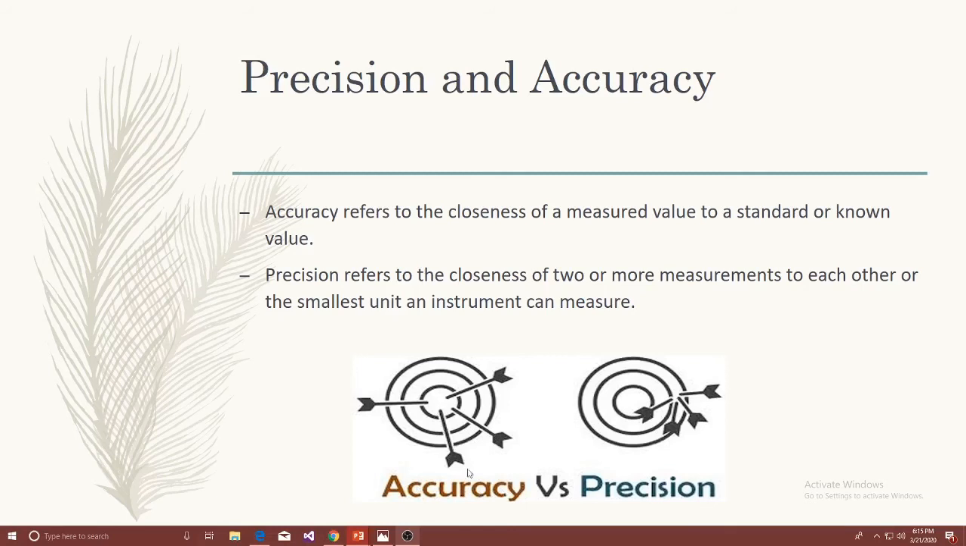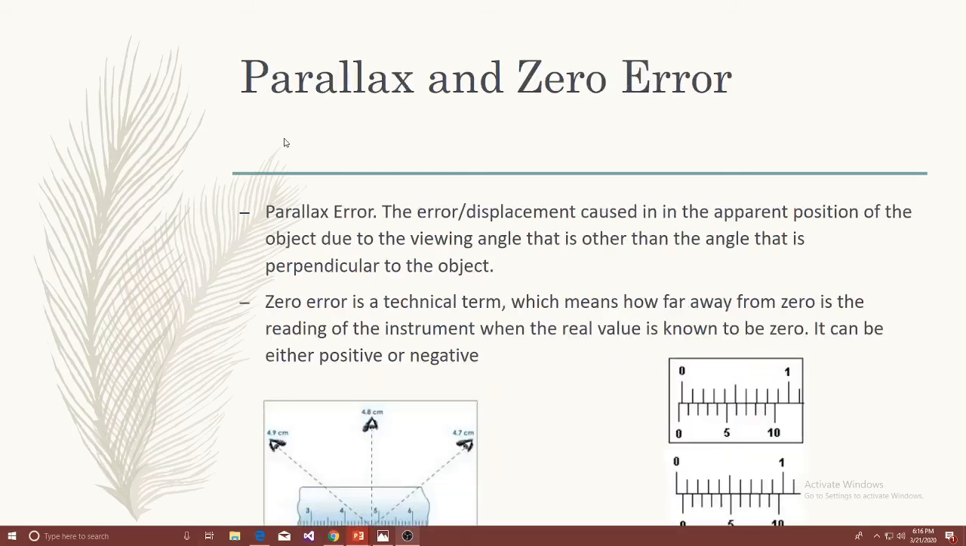Whereas precision refers to the closeness of two or more measurements to each other. To be precise, the smallest unit an instrument can measure, that's precision. So you see in the dartboard, the person or the instrument is hitting the same point again and again, so we say the instrument or the person is precise. This is a very important thing.